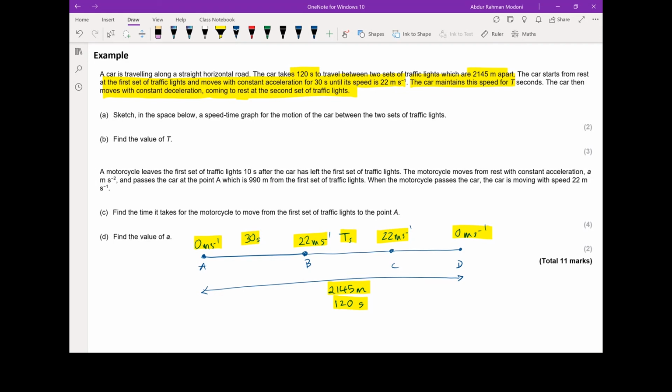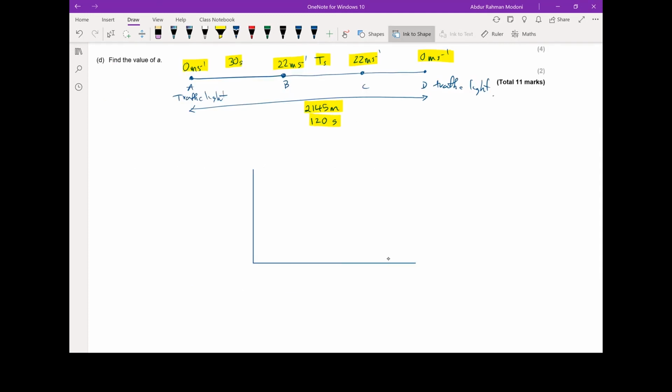It then goes on to say part A: sketch in the space below a speed time graph for the motion of the car between the two sets of traffic lights. So the two sets of traffic lights are the traffic light at A and then at D, the second traffic light. We need to show this whole journey on a speed time graph. So let's put our speed along the y-axis, and time along the x-axis. Time is in seconds and speed is in meters per second.